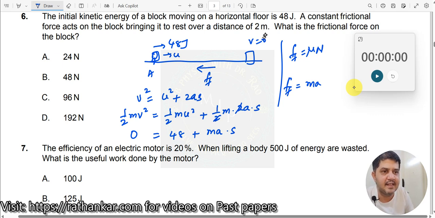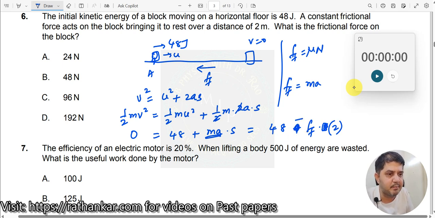So it is already said it's a constant frictional force that is applied. So what is it that you need to find? You need to find out this value. We'll do one thing, if it confuses you, I will write this as 48 plus frictional force multiplied by s. What is s here? S here is nothing but 2 meters. And this value should be negative. Why negative? Because it's opposing, right? I'll write this as minus over here. So when I do this, what do I get? I get frictional force into 2 is equal to 48. Frictional force should be equal to 24 Newton.